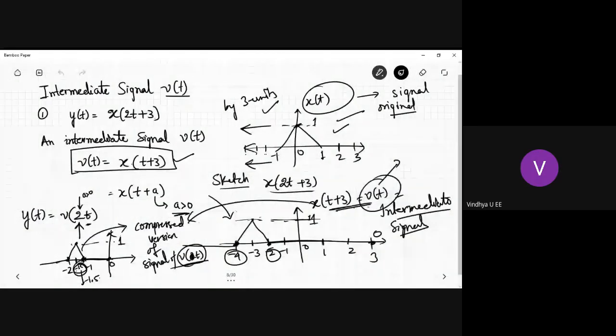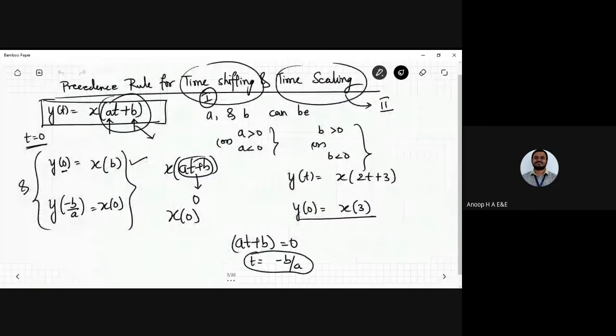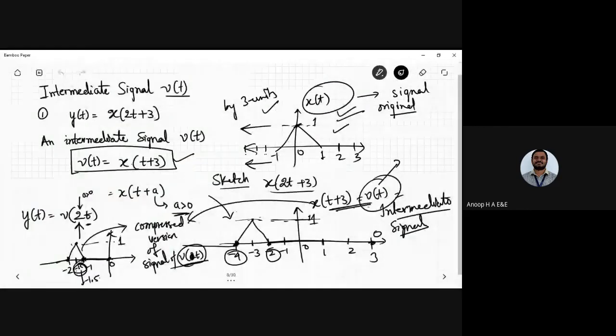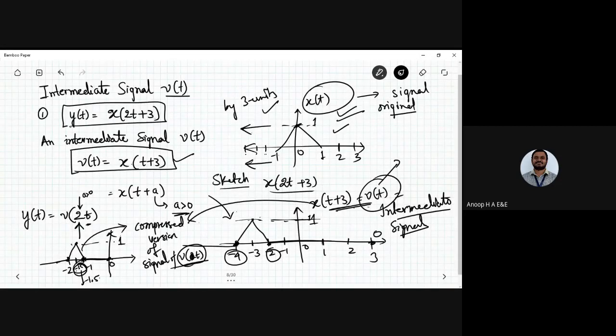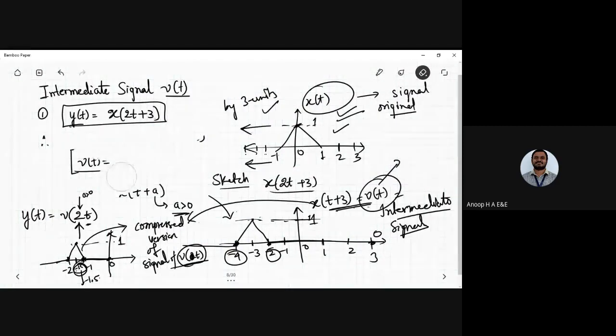You want me to repeat it, sir? Yeah, okay. So let me take a signal x of t. Any signal, for example, if you take, I want to realize y of t equals x of 2t plus 3. Okay, let me erase everything.